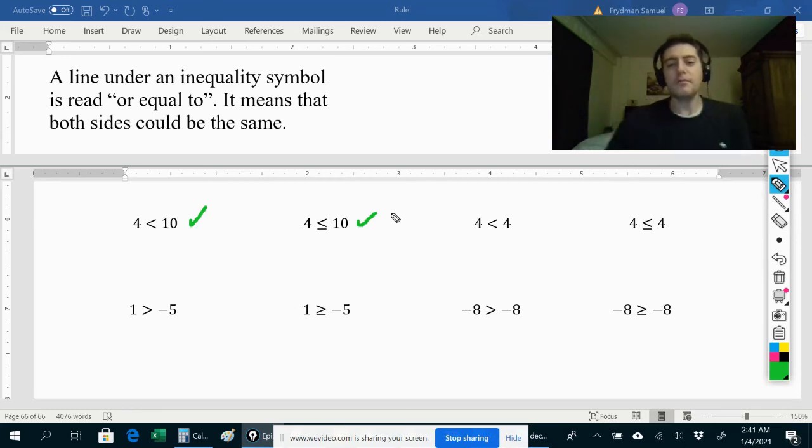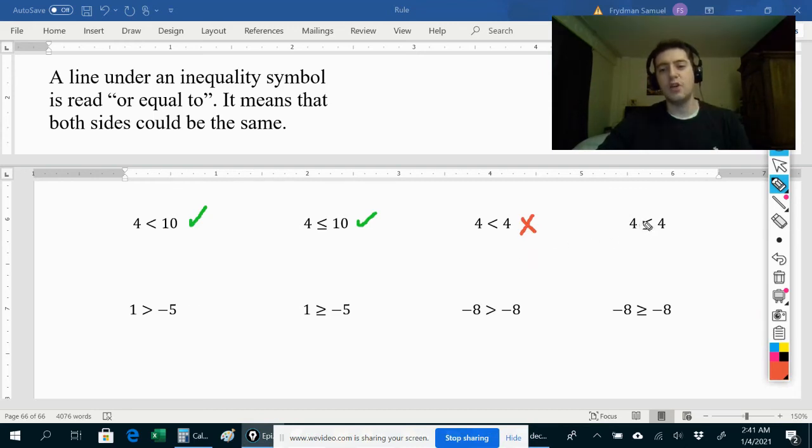All right? So over here, we have 4 is less than 4. Or if I read it from right to left, 4 is greater than 4. Is that a true statement? No. A number cannot be less than or greater than itself. Any number is equal to itself, right? So for this one, we're going to put an X here. That is false.